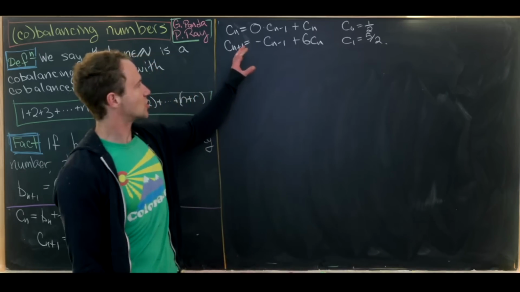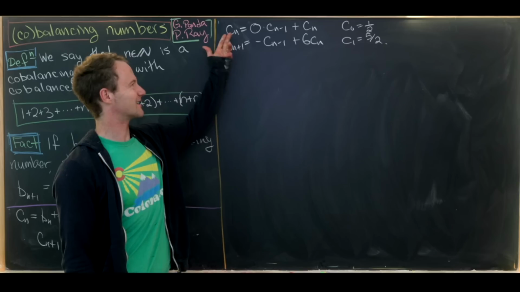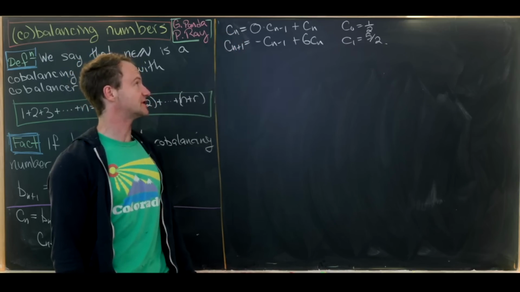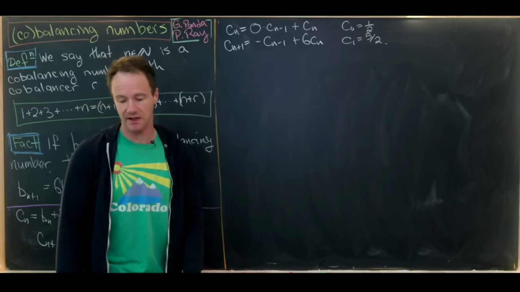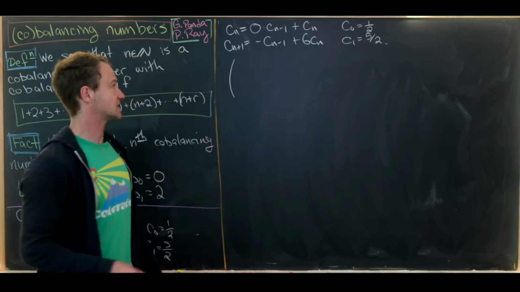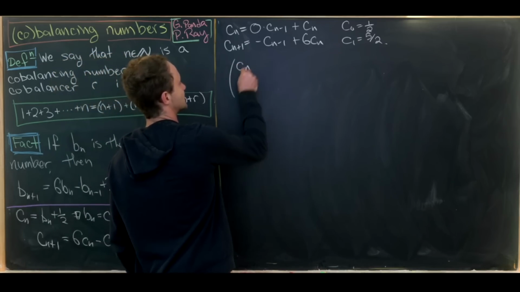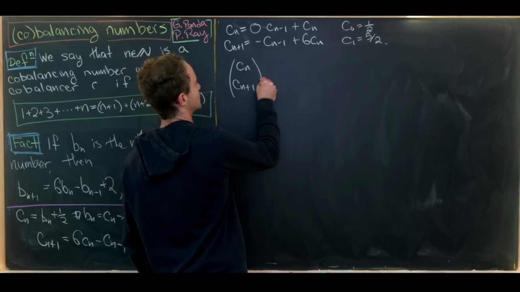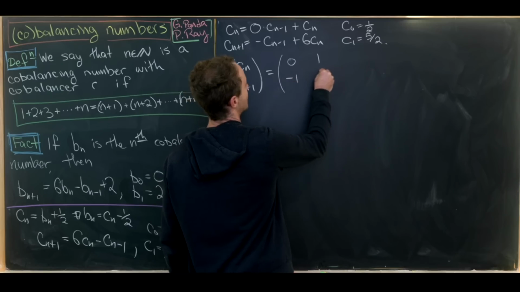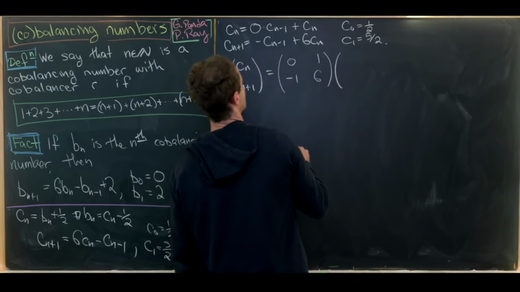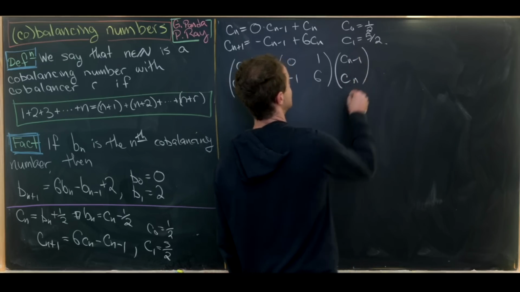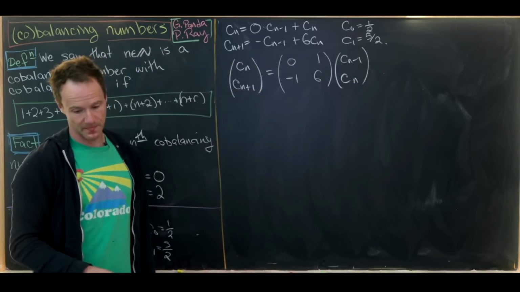Okay, so I've got my recursion up here. I moved it up. I also added a trivial version of it above. So we've got Cn is 0 times Cn minus 1 plus Cn. Now what we can do is rewrite this as a vector matrix equation. So we'll have the vector Cn plus 1 is the same thing as the matrix 0, 1, -1, 6 multiplied into the vector Cn minus 1, Cn.